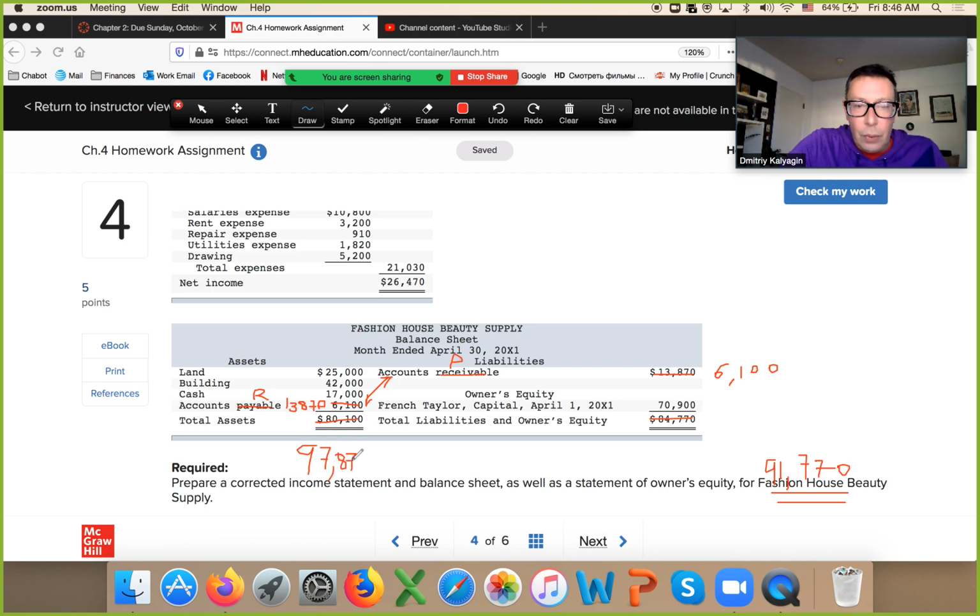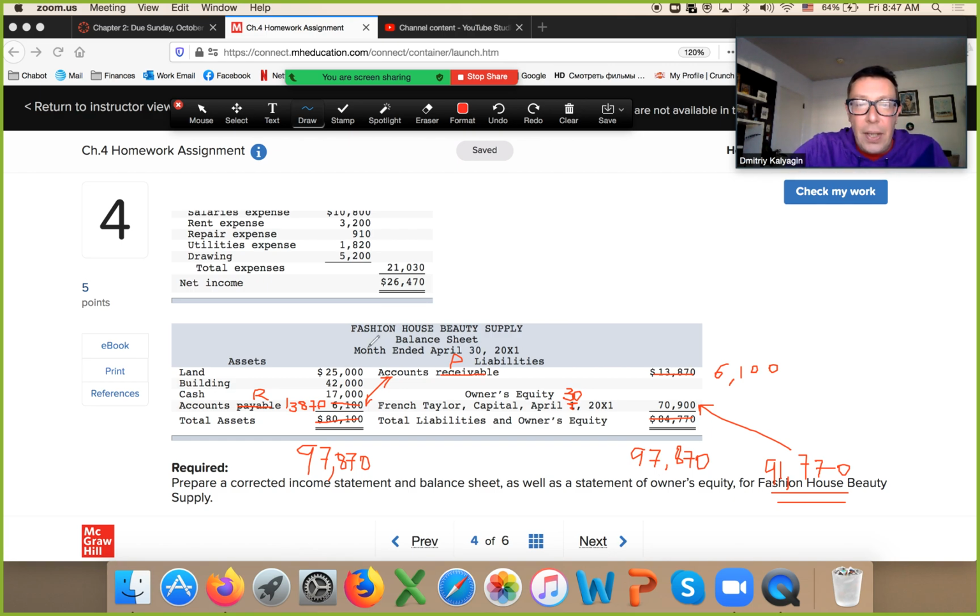And this is also what I'm supposed to have on the right side. So liabilities plus equity must be the same number because that is our accounting equation. Assets equals liabilities plus equity, right? So you've got your accounts payable here, 6,100, and you've got your capital, but for April 30th. April 30th, and it comes from the previous statement of owner's equity, and it's 91,770. So 6,100 plus 91,770 gives you total 97,870.